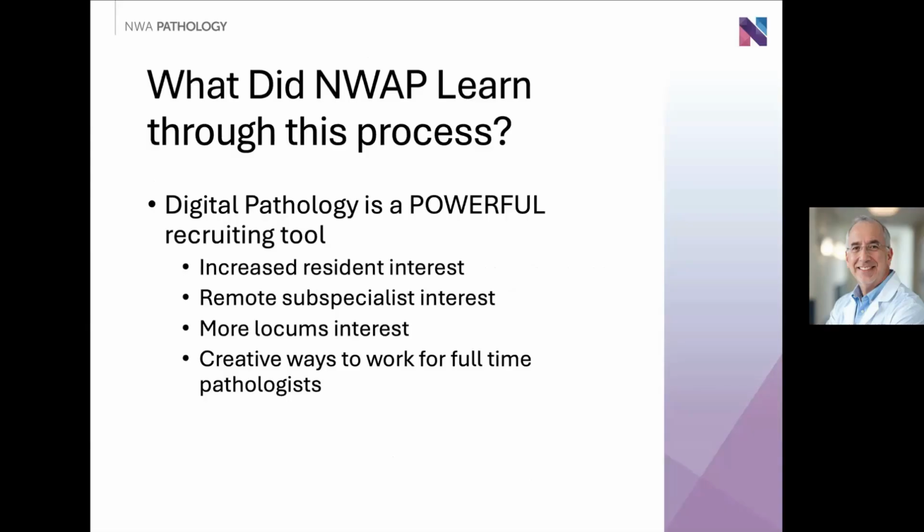So what have we learned through this process? First, we learned that digital pathology is a powerful recruiting tool. We have seen increased interest from residents as well as from remote subspecialists who may want to work with us on selected specimen types such as breast cases. It's also made us more attractive to locum pathologists who may value flexibility of combining on-site work with remote sign-out work or just purely remote sign-out work.